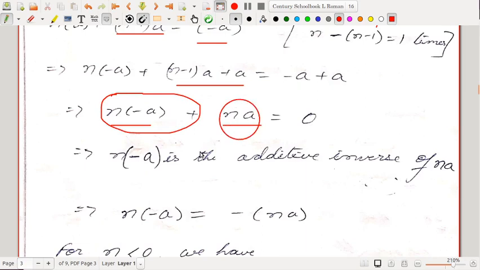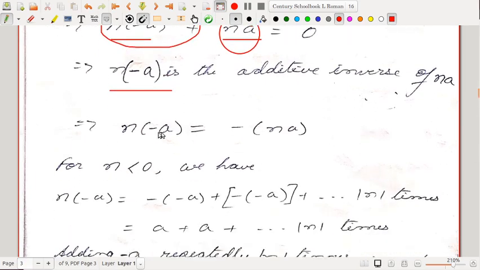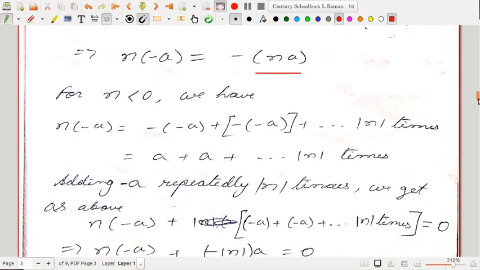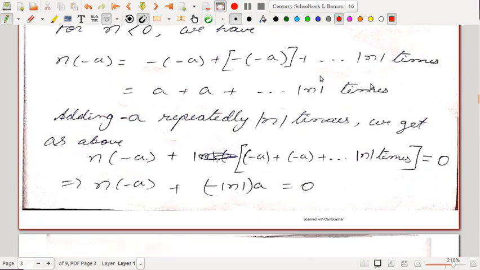So that means what? n into minus a has to be the additive inverse of na. So n into minus a equal to minus of na. Minus of na means the additive inverse of na. So this is what we have proved for n greater than 0. For n less than 0, similar definition.